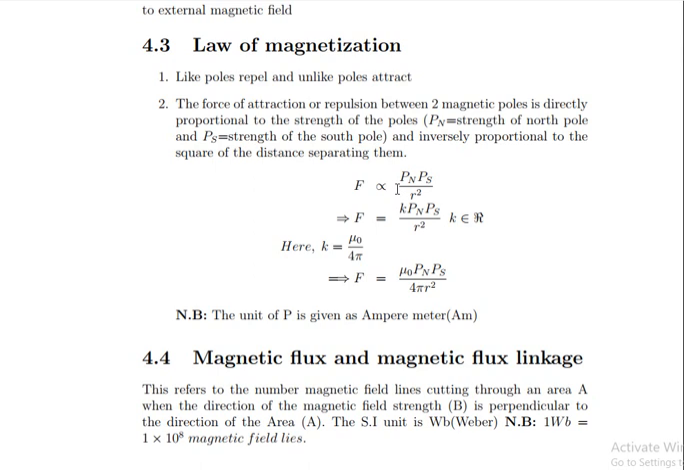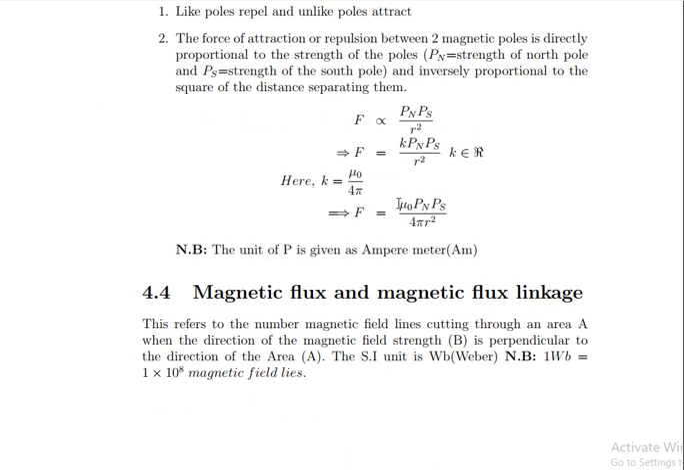But in the case of conductors which produce their magnetic field strength, they don't respect the inverse square law, because it is only inversely proportional to the distance separating the conductor from its surface. So now we are going to see F is directly proportional to Pn Ps over r squared, with a constant K, where K is an element of R. Here experiment has shown that K is equal to mu 0 over 4 pi. So F is equal to mu 0 Pn Ps over 4 pi r squared.